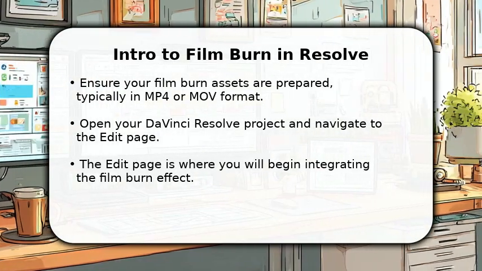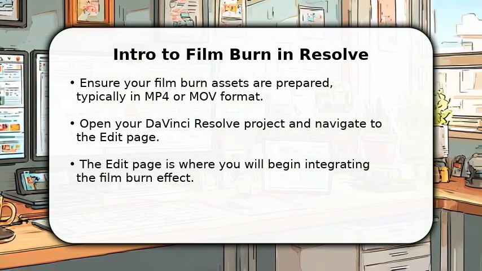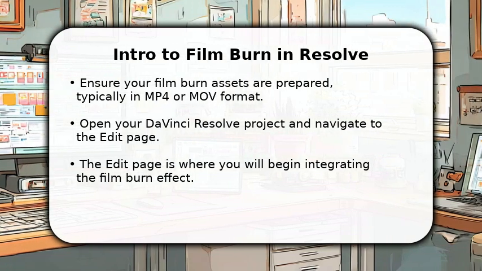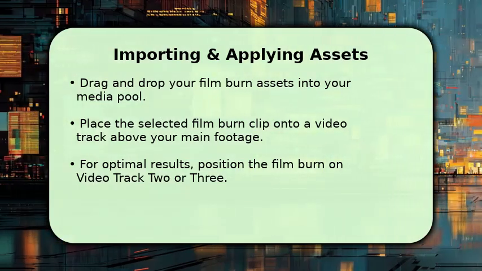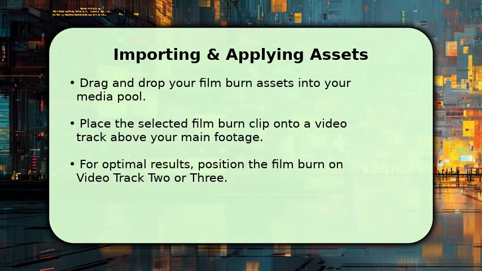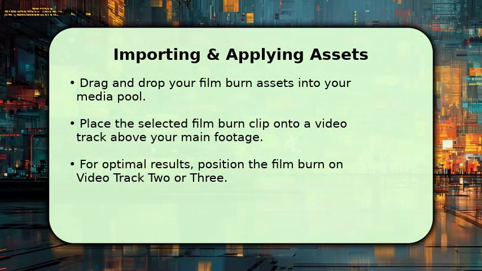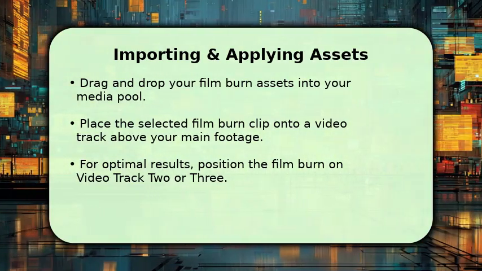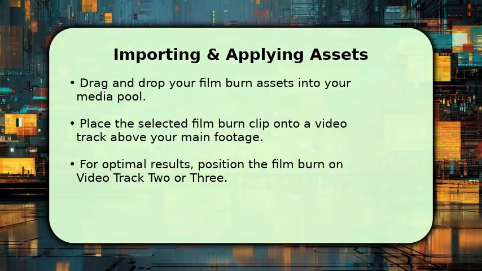This is where we will begin our creative process, adding that authentic, vintage feel to your footage with just a few simple steps. To import your film burn assets, drag and drop them directly into your media pool. Once imported, select the desired film burn clip and drag it onto a video track above your main footage on the timeline. For best results, place it on video track 2 or 3.